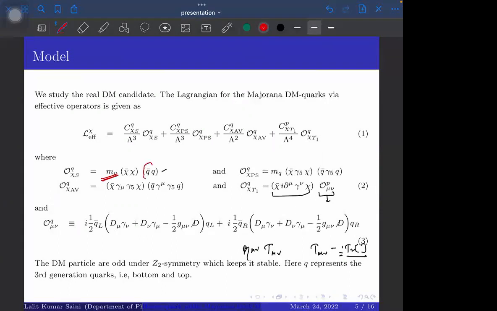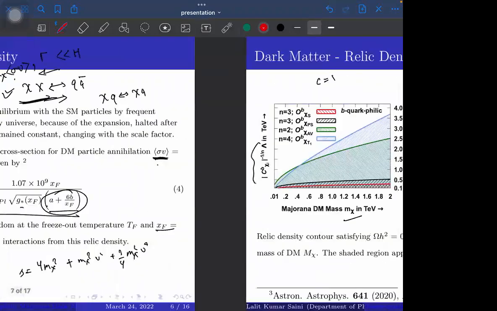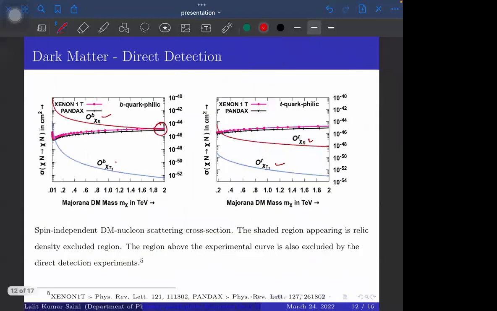So I cannot write QQ bar directly because QQ bar is not gauge invariant. MQQ bar is gauge invariant because this phi can give mass to the quarks. By writing this in the gauge invariant form, I have an MQ factor here, and this MQ factor is not helping for this parameter space. But for this case, because the top quark mass is very large, a large amount of parameter space is still allowed for the top philic case.